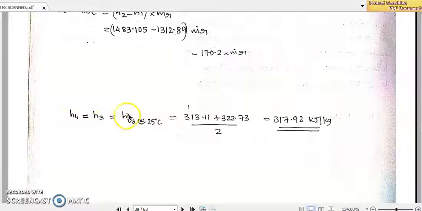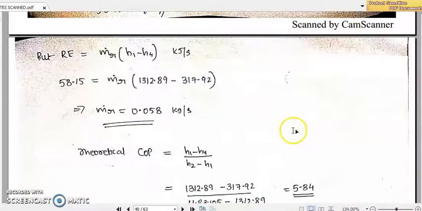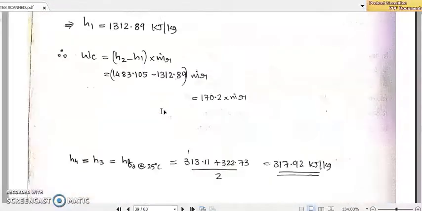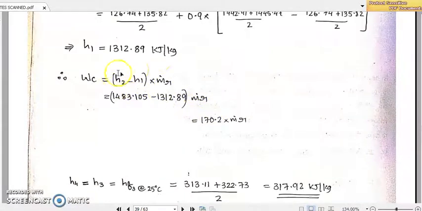So H4 will be equal to H3, which will be nothing but the HF value at which temperature? The temperature at 3 will be 25 degrees Celsius, and that we can find from the tables, and that will be 317.92. We can now substitute the value of H4 as 317.92. The only unknown term in this relation is the mass flow rate of the refrigerant, and that is nothing but 0.058 kilogram per second. Straight away we can substitute this mass flow rate in the relation H2 minus H1 times mass flow rate, and we can find the work done for the compressor.